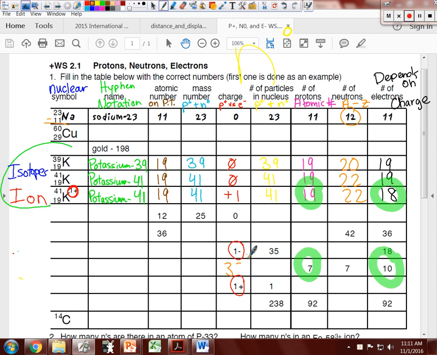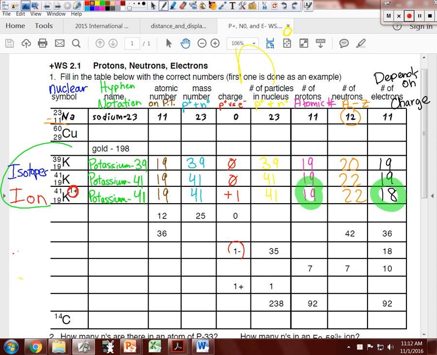I want to do one more with you guys, and that's because second period when they did it, they were like, I don't understand any of this. And it's the hardest one on here, so let me do it with you. It's the one that's third from the bottom, and it says the charge is +1, and the number of particles in the nucleus is 1. Does everybody find that right?